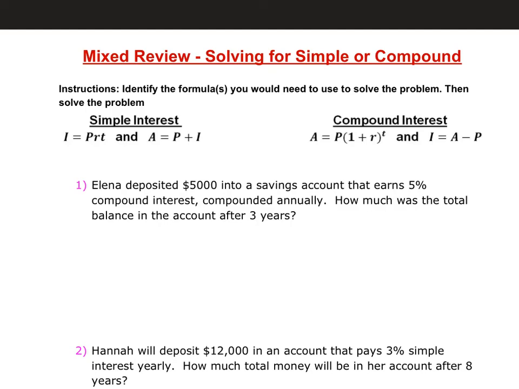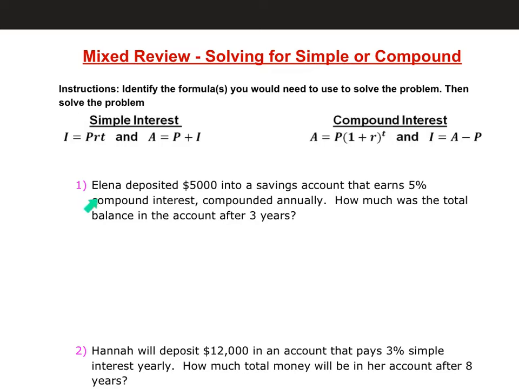In this video, we're going to be solving for simple or compound, so we're going to have a mixture. The directions: identify the formula you would need to use to solve the problem, then solve the problem. So this time we're going to actually follow through and solve what it's asking for.